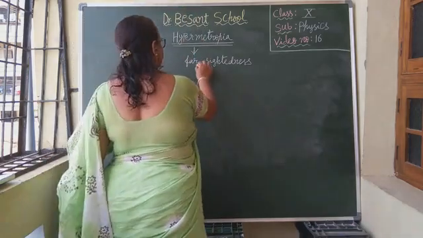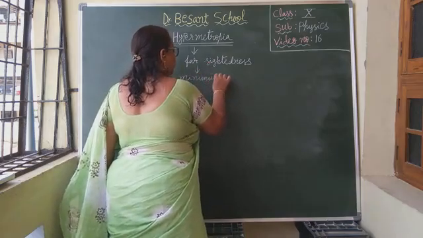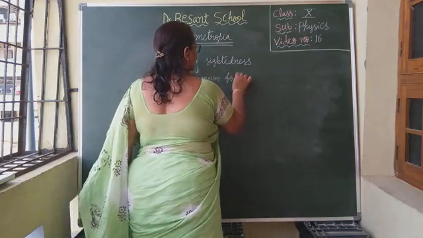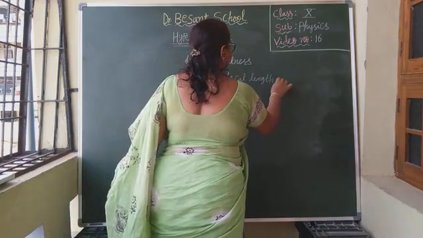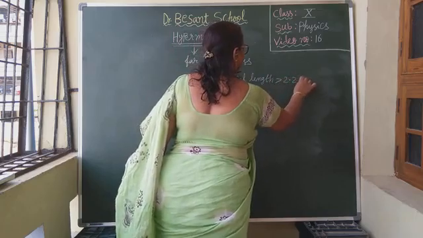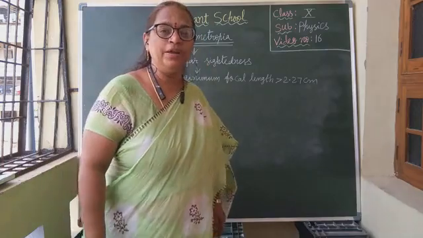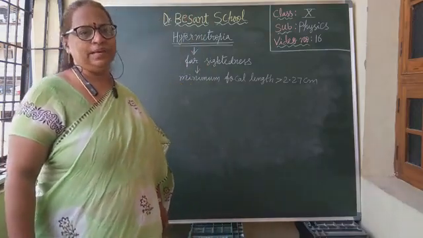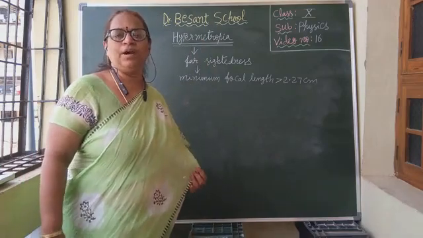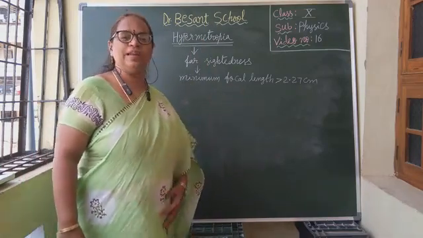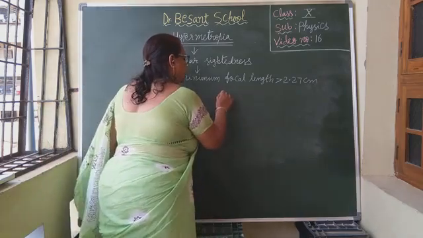What is the reason? The minimum focal length is greater than 2.27 centimeters. That is the reason the person cannot see near objects clearly. What happens if the minimum focal length is greater than 2.27 centimeters? See children, see here. What will happen?